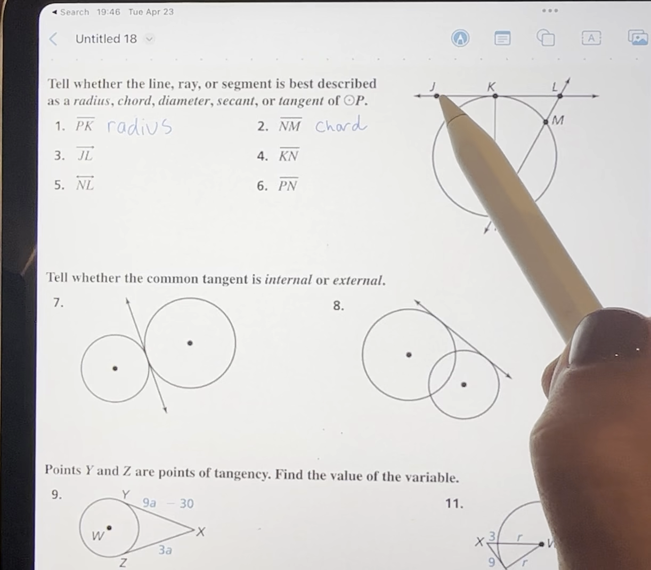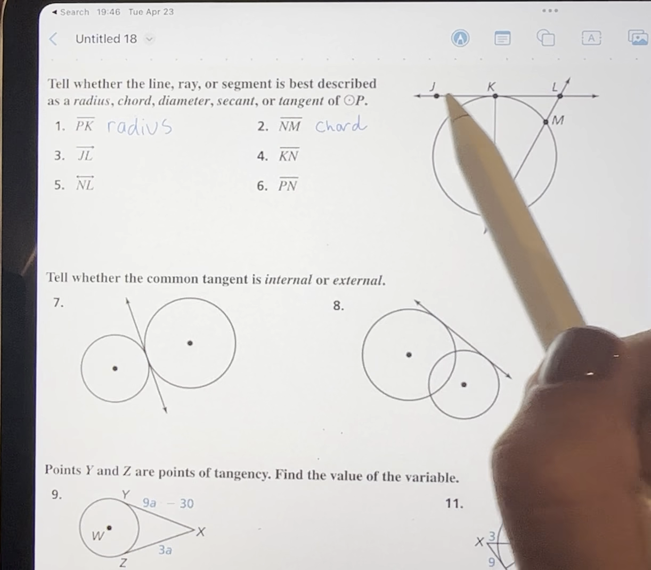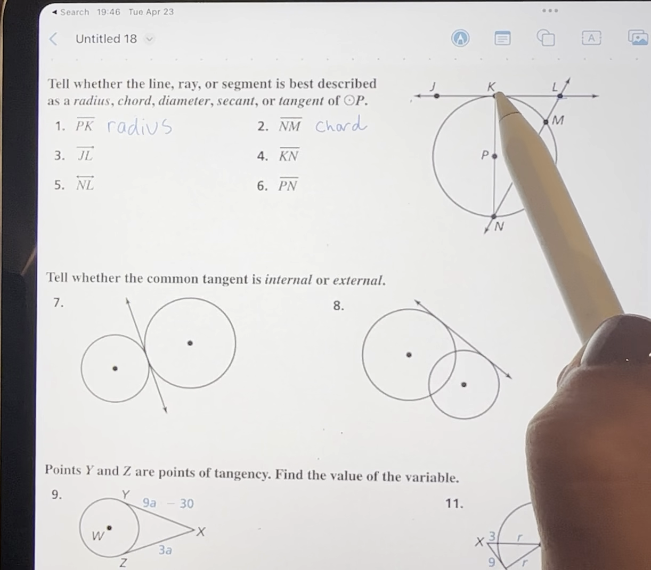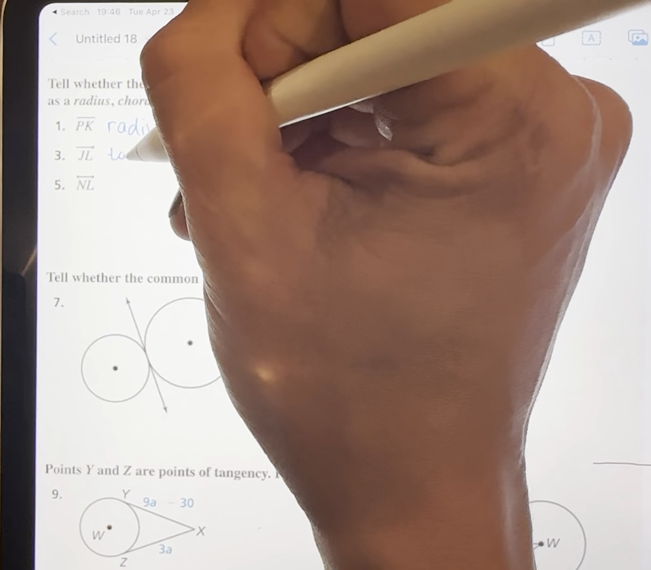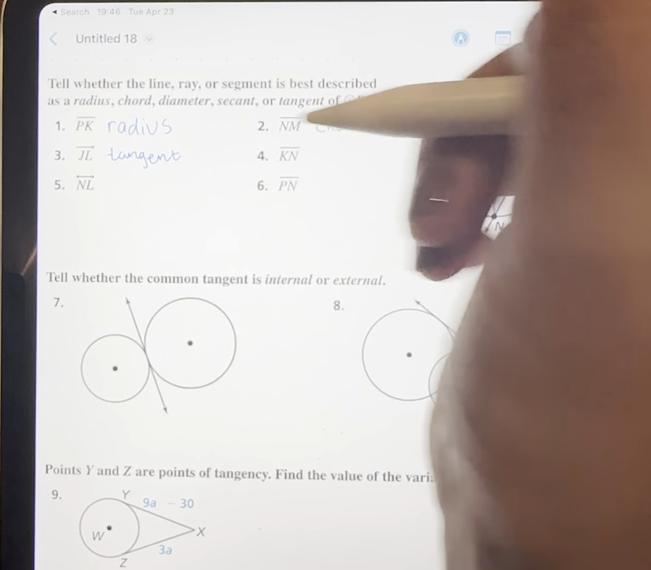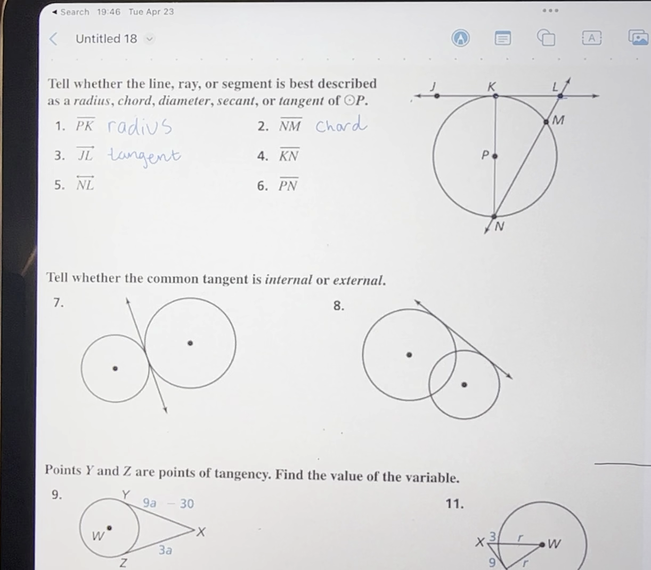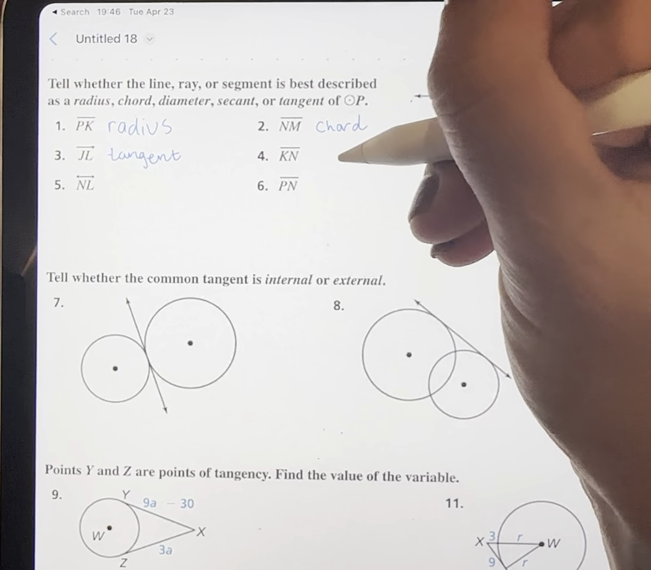JL, the whole line appears to be going and touching the circle at only one point. That makes it a tangent. KN, from K to N, that's a line. It's a chord, but it's a chord that goes through the center, making it a diameter.